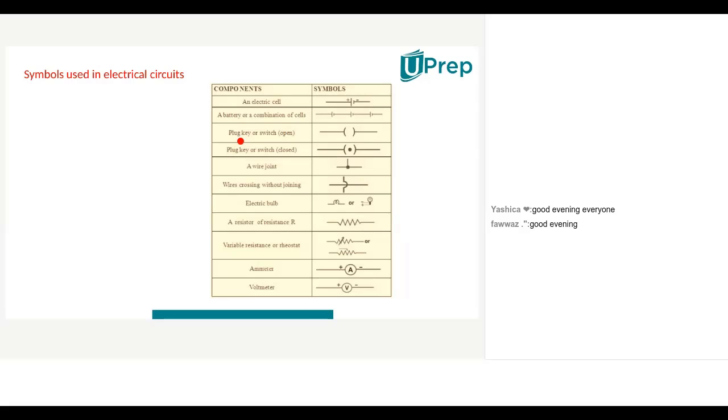And then the electric bulb. So far you have seen many times during my explanation how a bulb should be represented in an electric circuit. And then comes a resistor, which offers resistance in the circuit. And then comes variable resistance. If the resistance is varying in the circuit, then that varying resistance should be represented as shown. And then we have 2 devices, ammeter and voltmeter. A stands for ammeter, the device which is used to measure current. And voltmeter is a device which is used to measure voltage or potential difference.